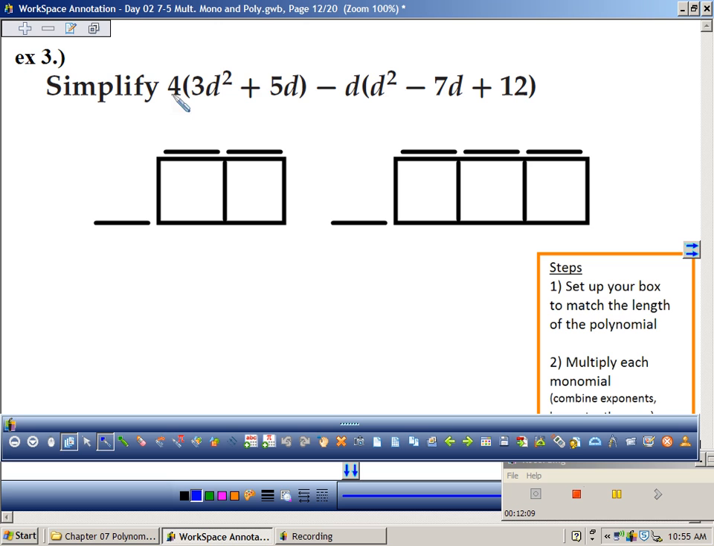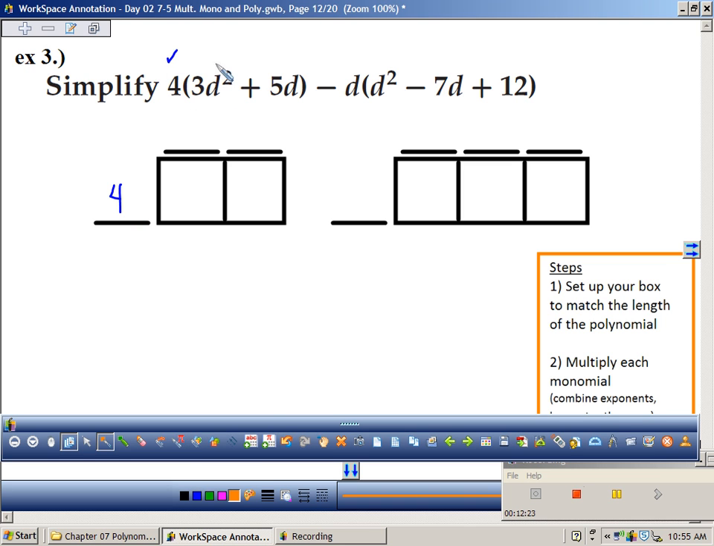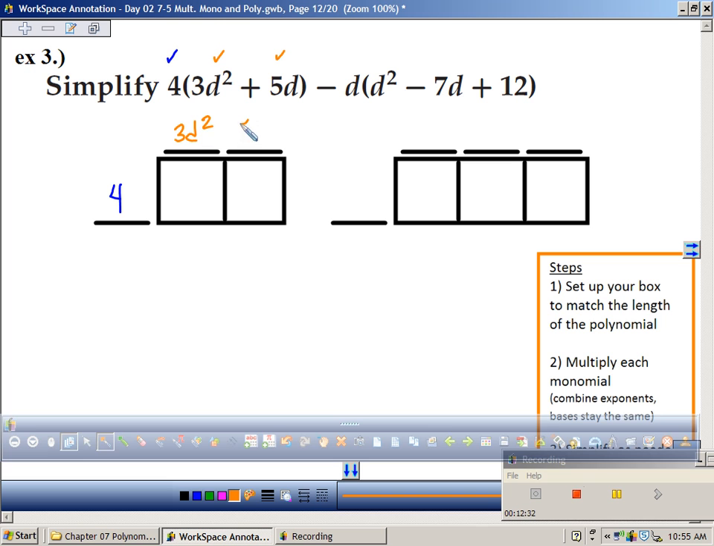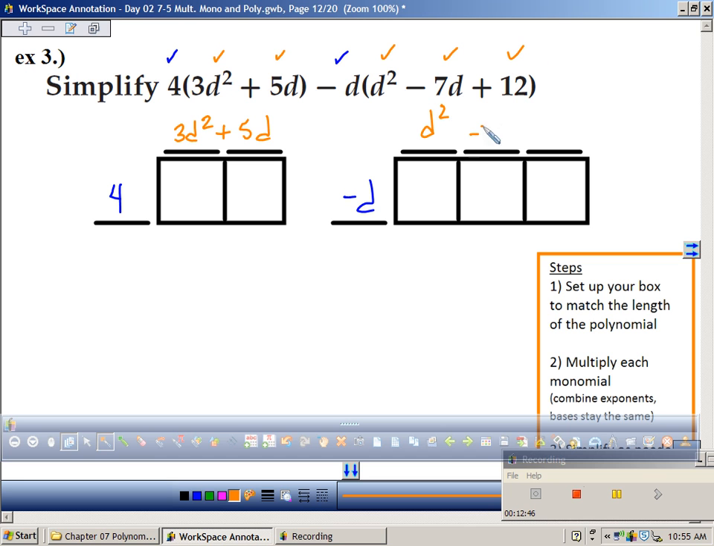So this is saying simplify 4 times this quantity minus d times this quantity. So I'm going to use the same method. I'm going to make an area model. So I've got a 4, check, times this binomial, which is 3d squared plus 5d. Then over here I have negative d, and that's being multiplied by d squared minus 7d plus 12.